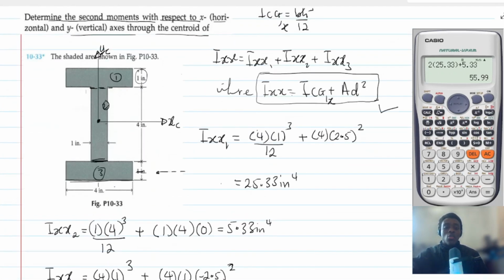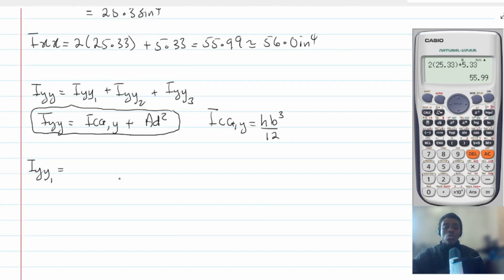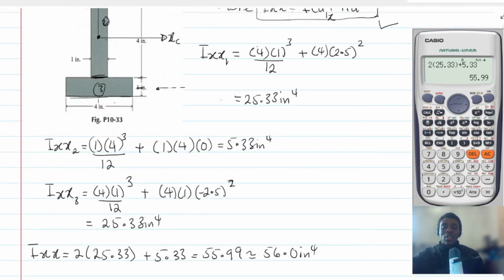So looking at the first area, it's going to be pretty much simple. So h is 1, and then the b, which is the width, is what? 4. So it's going to be 1 times 4 cube over 12 plus area. Let's look at something interesting here.